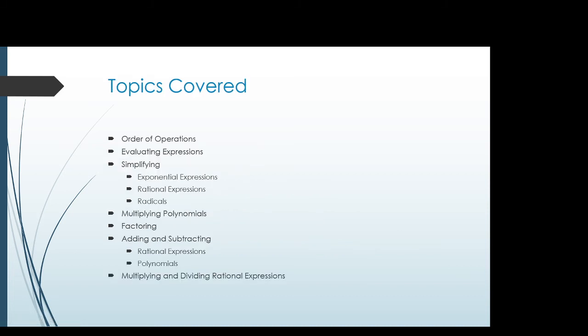So the topics covered on the quiz, there are 10 questions, and so there's going to be one question per topic here, basically. So there's one question on order of operations. You've got a question on evaluating expressions, a question on exponential expressions where you're simplifying them. You're simplifying rational expressions, simplifying radicals, multiplying polynomials, factoring, adding and subtracting rational expressions and polynomials, and multiplying and dividing rational expressions.